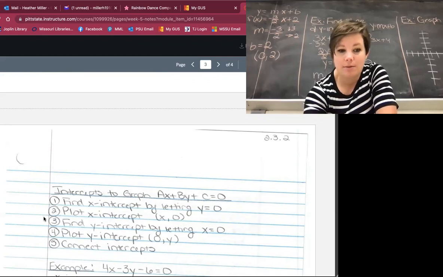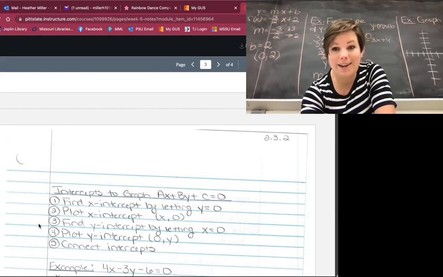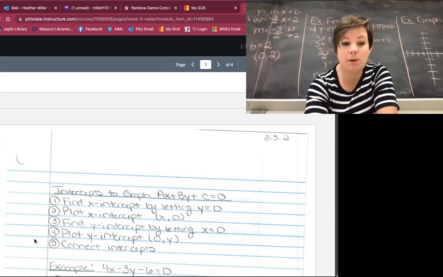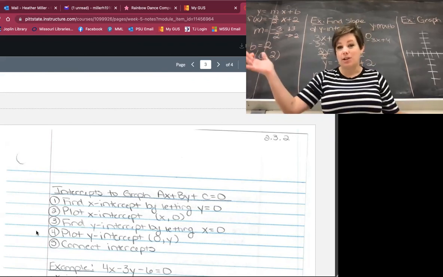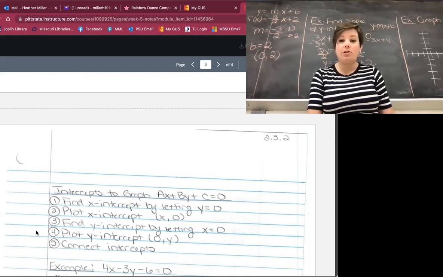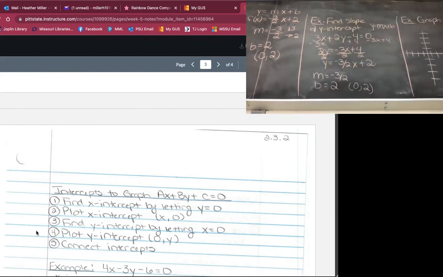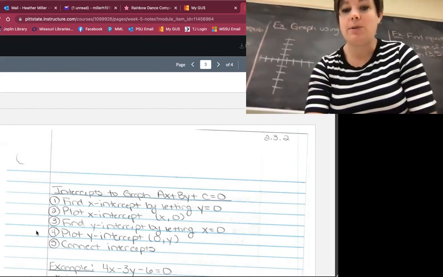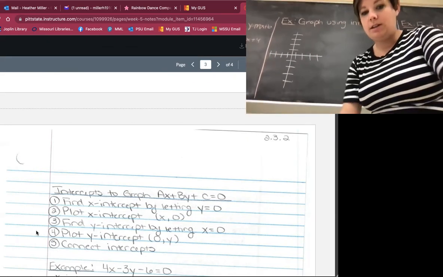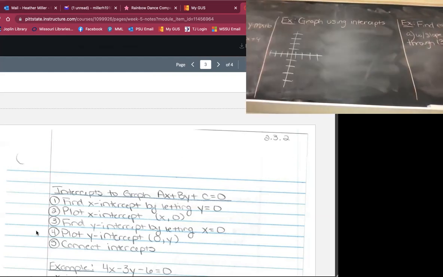And then you plot it. So you plot your x-intercept, (x, 0). Then you find your y-intercept by letting x equal 0. And then you plot that y-intercept of (0, y). And then you're going to connect those 2 intercepts because you have 2 points, and once you have 2 points, you have your line. So let's do an example, because this is a little bit different than the other ones that we've been doing. And the example is right there on your screen on my notes page, but I'm going to write it up here as well.